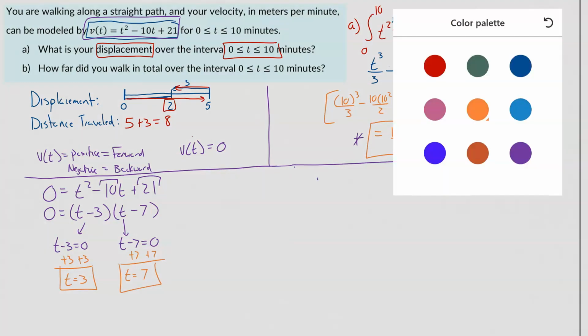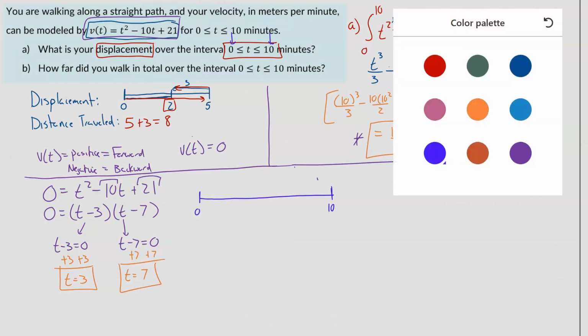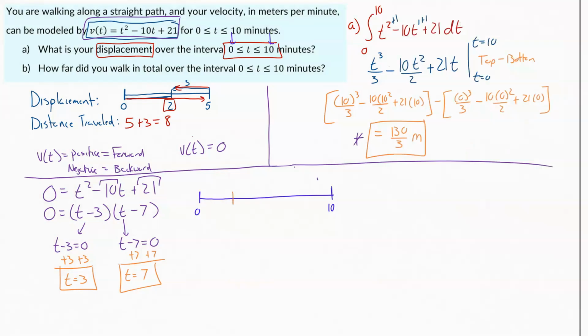So if we think about this now in terms of a number line, we were starting at 0, ending at 10. So those are going to be our end points on our interval here. And then what we just discovered was that at 3 and then again at 7, we stopped for a moment. And so our direction could have changed in those moments.